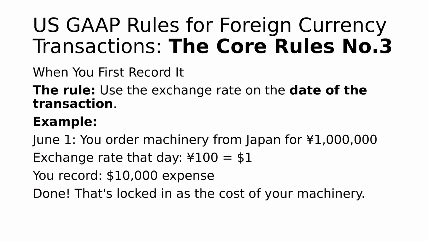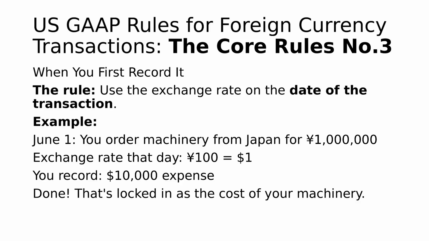Let's look at how you actually record a foreign currency transaction under US GAAP. The key rule here is simple. When you first record the purchase, say ordering machinery from Japan, you use the exchange rate on that specific transaction date. For example, if on June 1st you agree to buy machinery for ¥1,000, and the exchange rate that day is ¥100 equals $1, you would record the expense as $10,000. This amount becomes the locked-in cost of your machinery on your books.